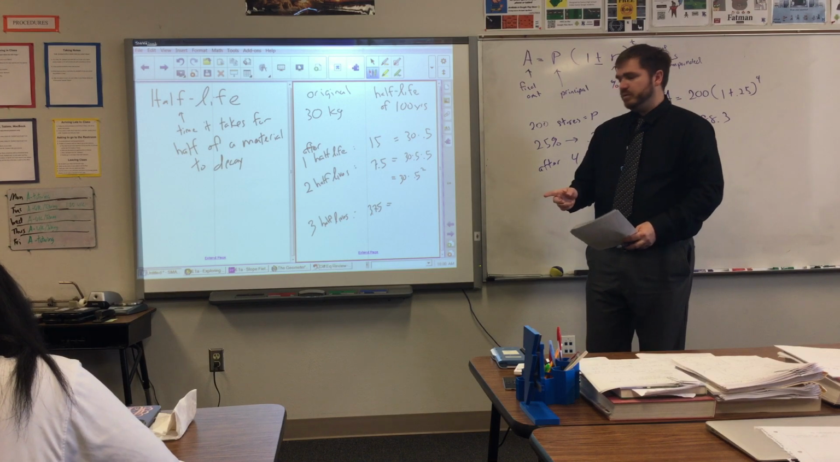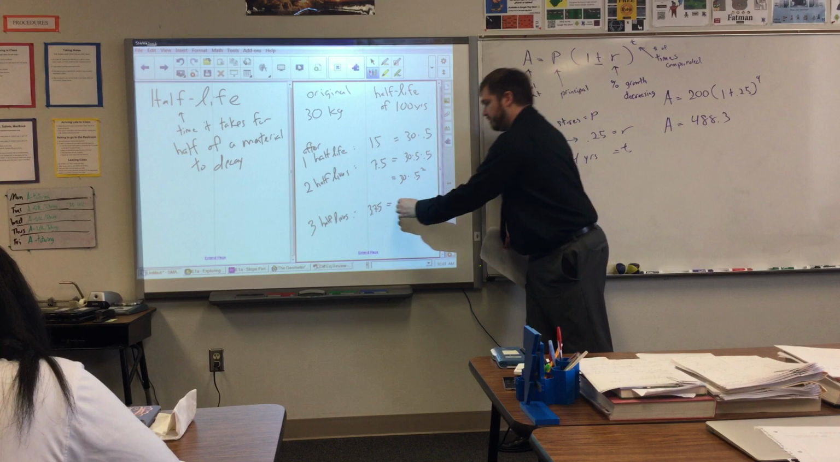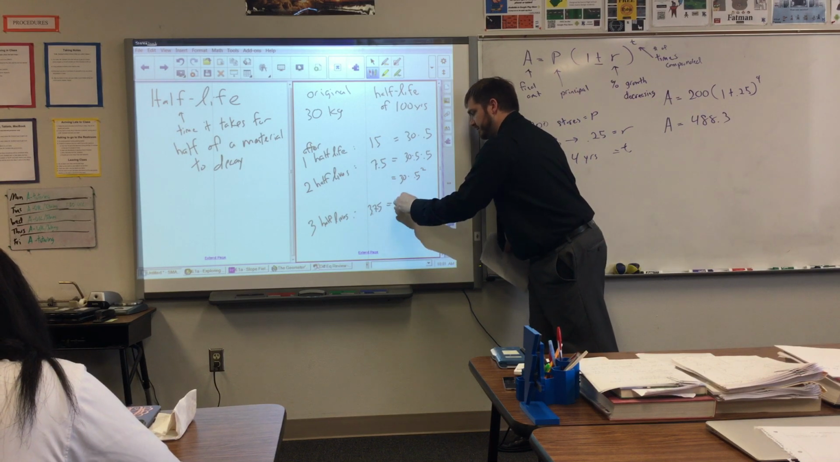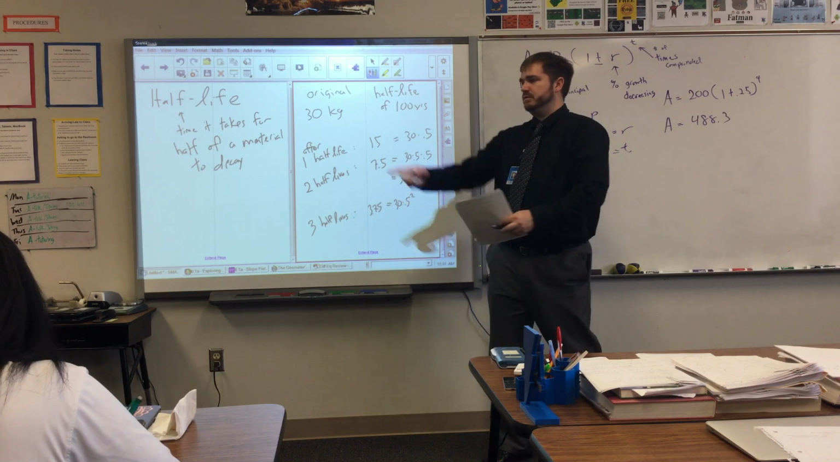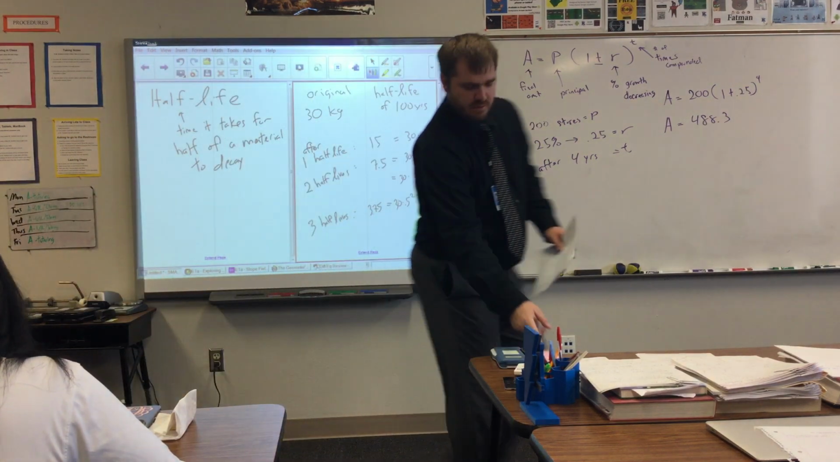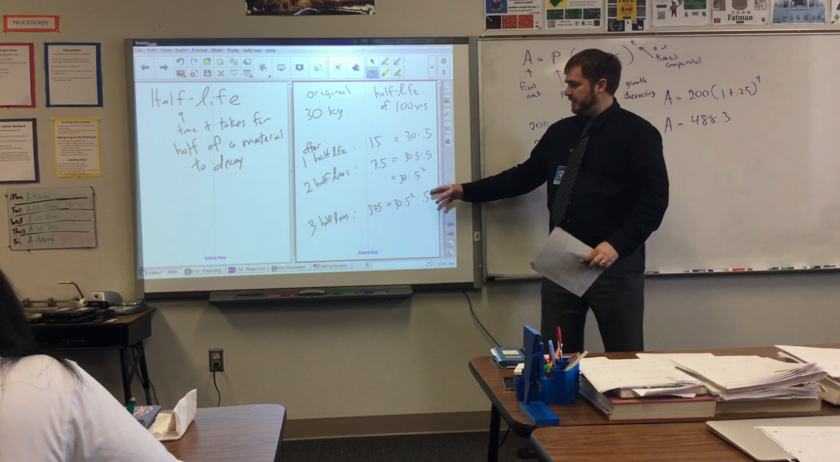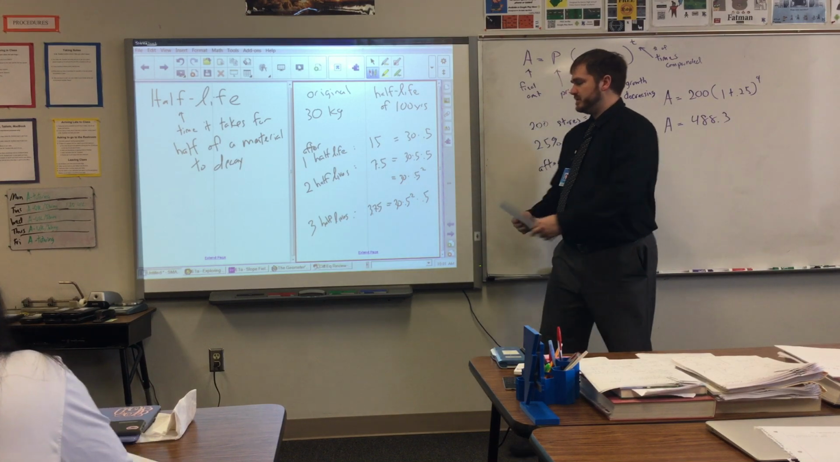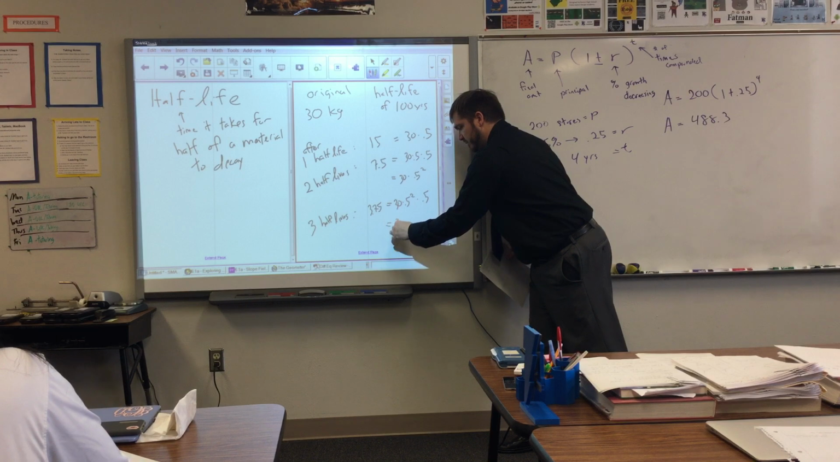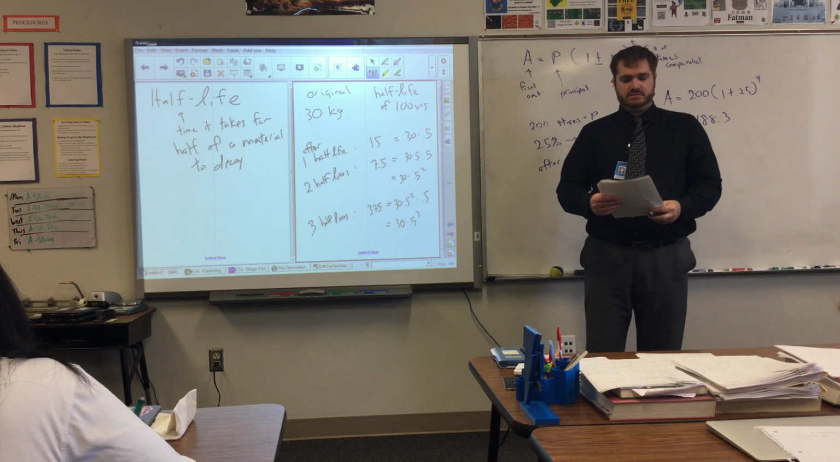So we can think of it as that previous amount, 30 times 0.5 squared, times 0.5, so half of whatever was there previously. So 30 times 0.5 cubed. Anybody seeing a pattern here?